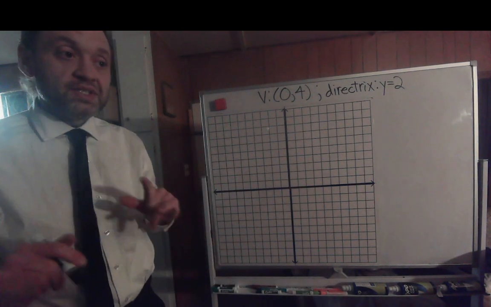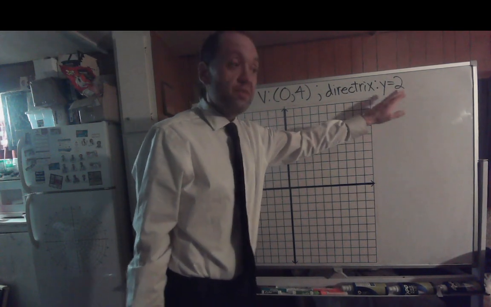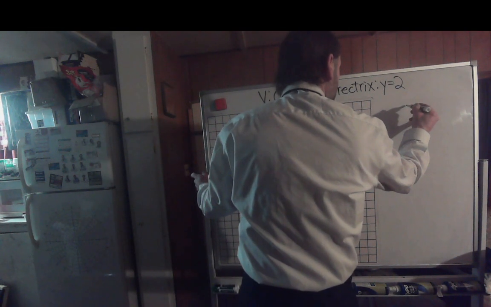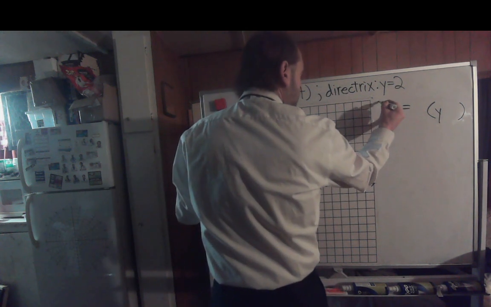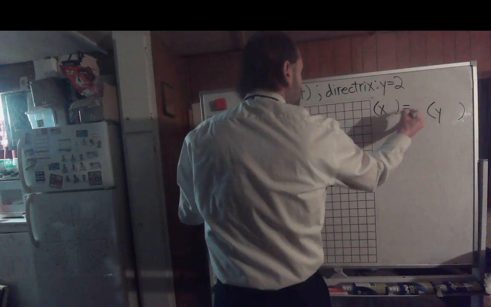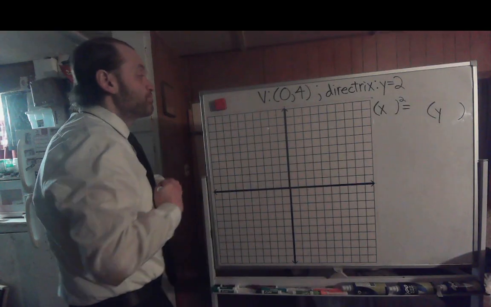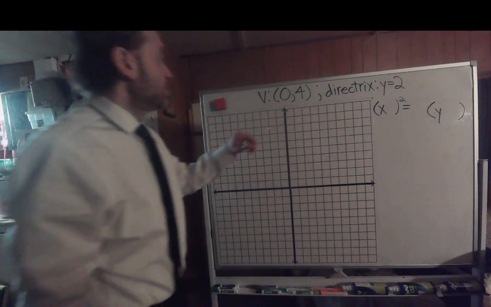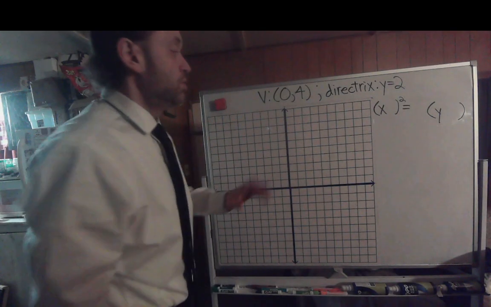In a way, this is easier, because the directrix of the equation will always give away your axis of symmetry. So that means to the right of the equal sign, you're going to have some form of y minus something. And then that means to the left, you'll have x minus something to the second power. Okay. Well, here's the thing. So the vertex is (0, 4), y equals 2.